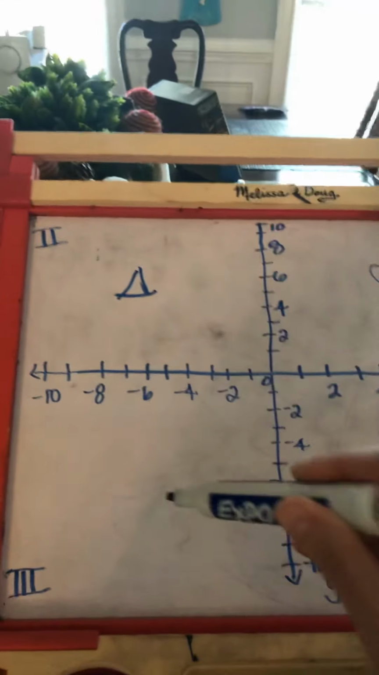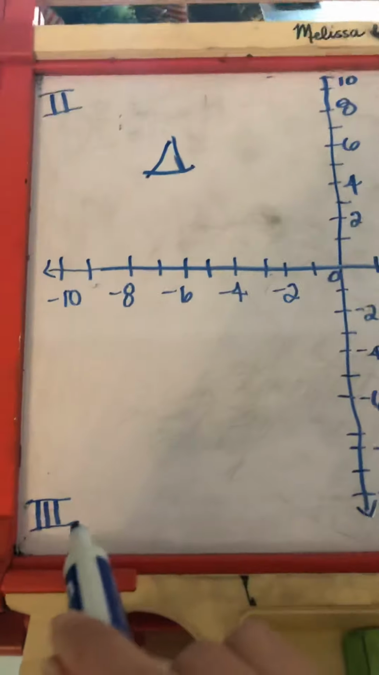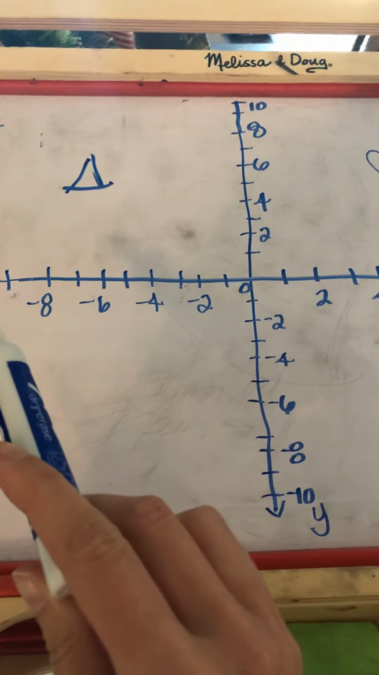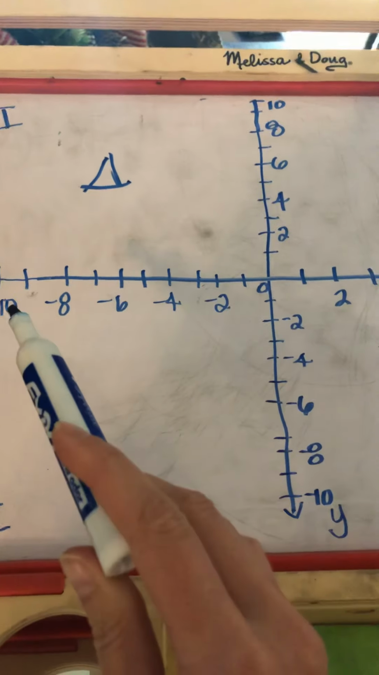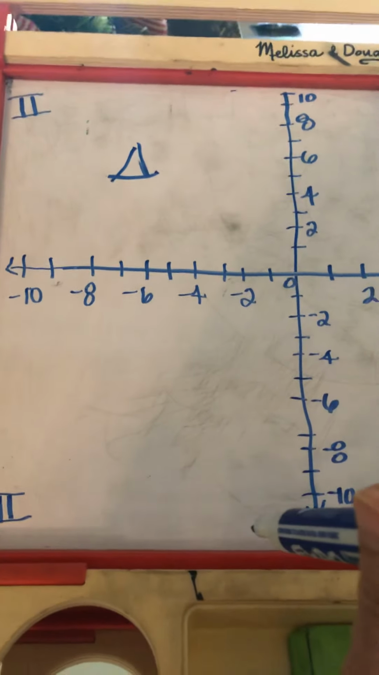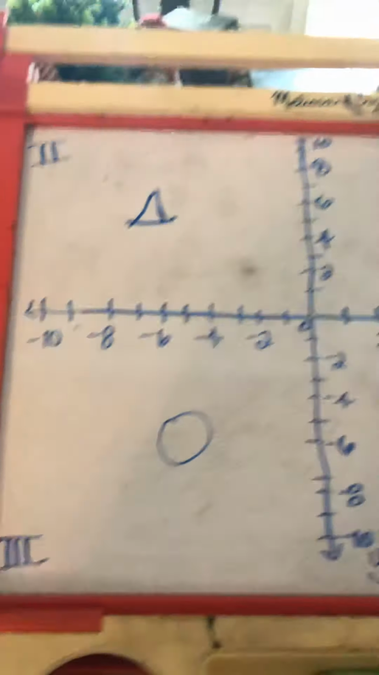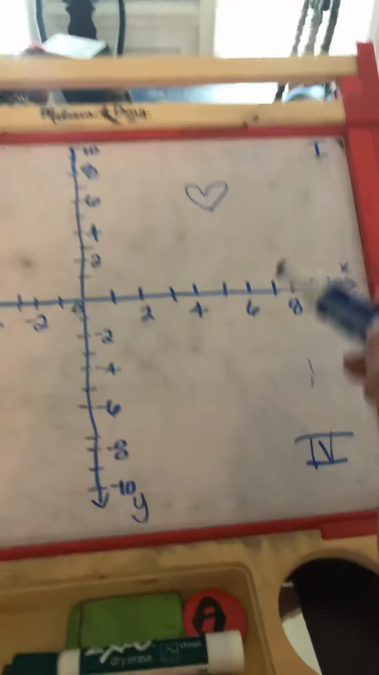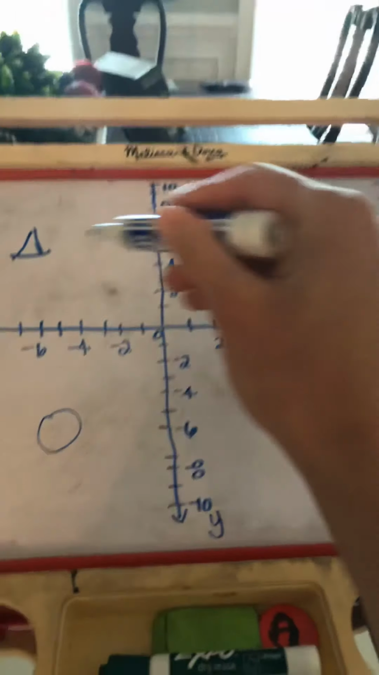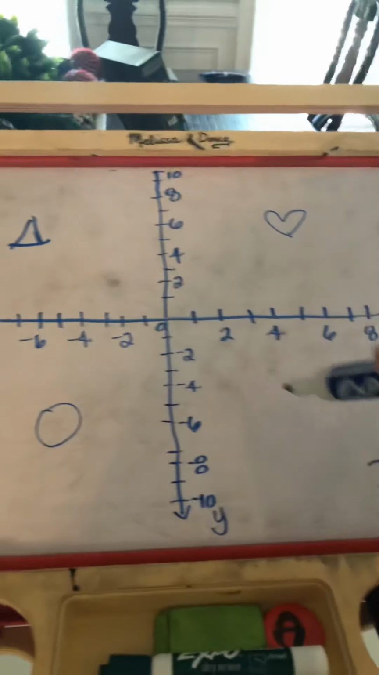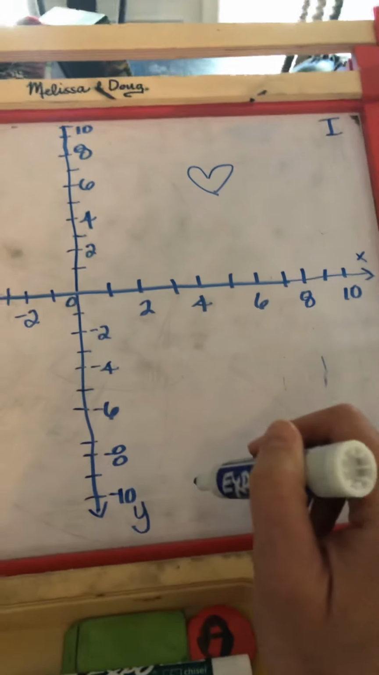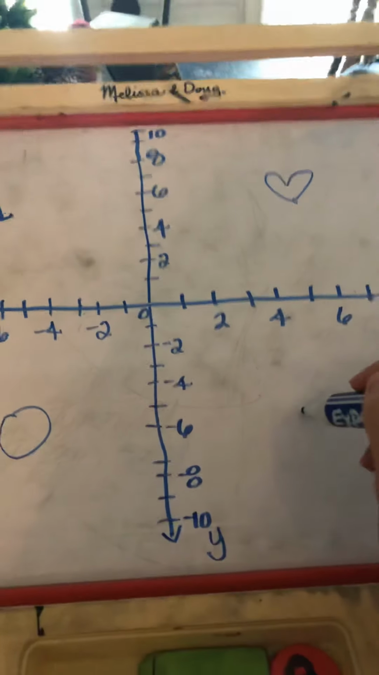All right, quadrant 3, so it's rotating this way. Quadrant 3 is down here. It's where both values are negative. So your X values and your Y values are negative. And I'm just going to put a circle in here. And then quadrant 4 is down here. So we rotated this way. It's like going a C. So 1, 2, 3, 4. This is where my X values are positive and my Y values are negative. And I'm just going to put a star right here.